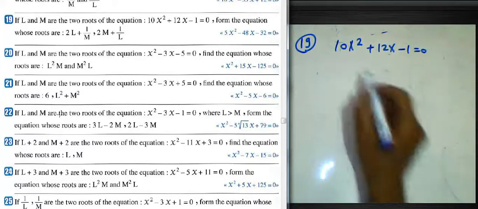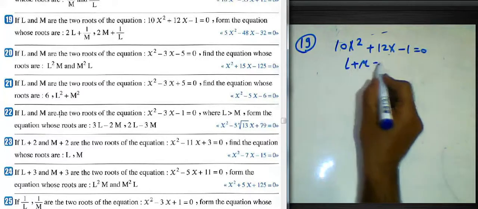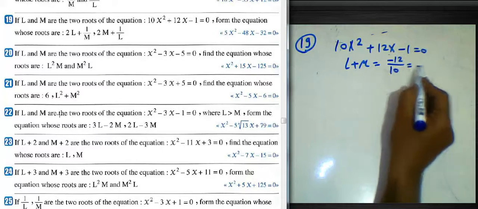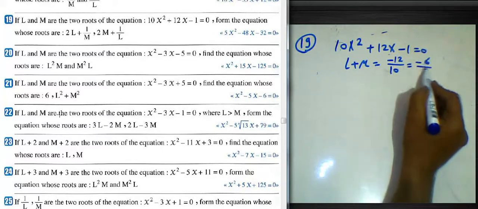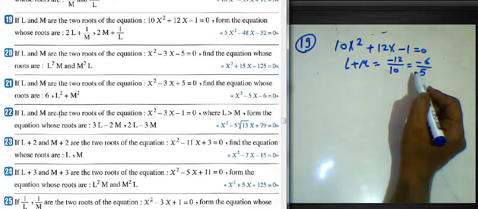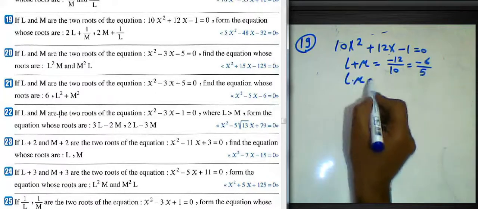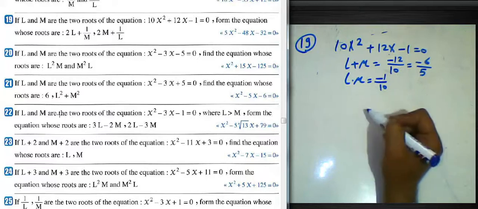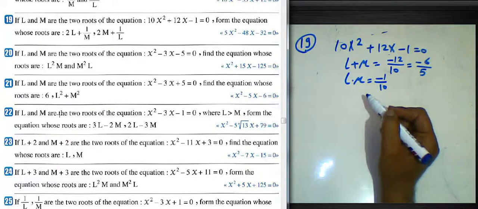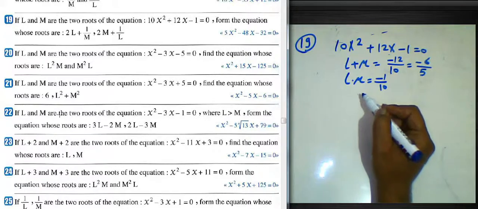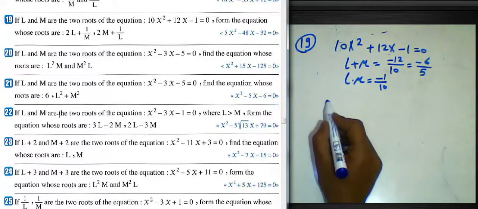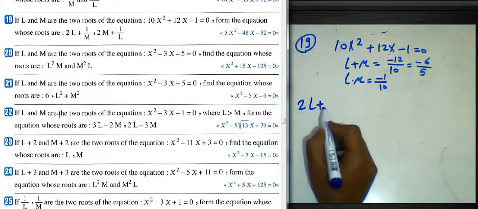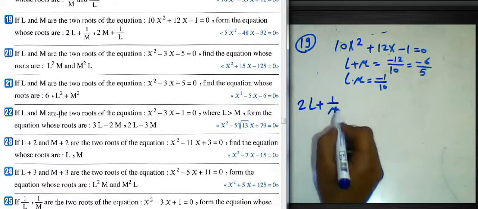ماشي. احنا عارفين L plus M equal negative 12 over 10. يبقى negative 12 divided by 2 equals 6، هنا تبقى 5، عملناها simplest. طبعا عندي L product M negative 1 over 10 للـ multiply. طيب احنا في question 19 يا مستر هو عندك الفيرست روت والسكند. الفيرست كان إيه؟ ركزوا معايا، 2L plus 1 over M.